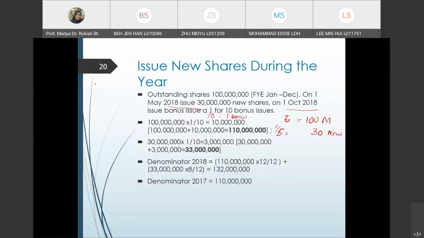The new issue was on 1st of May. The bonus was announced on 1st of October. So that means the new issue is earlier than the bonus. So this new issue is entitled for a bonus.